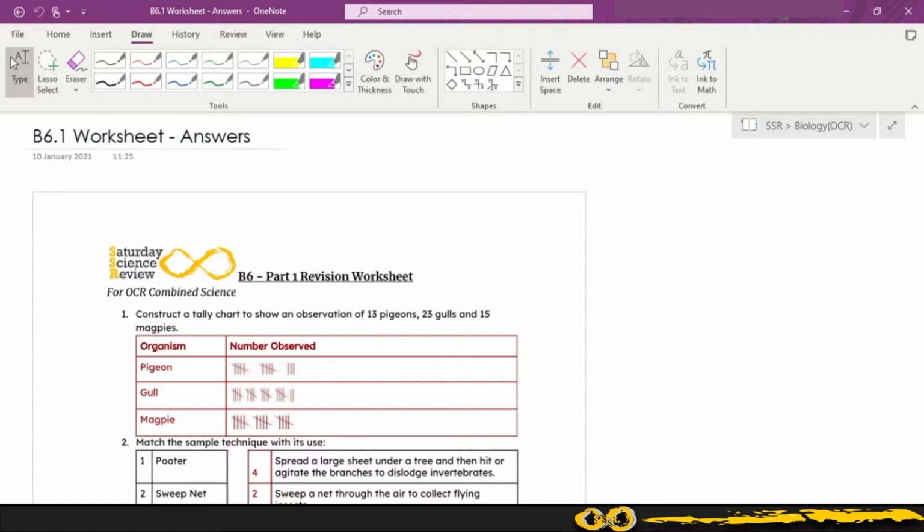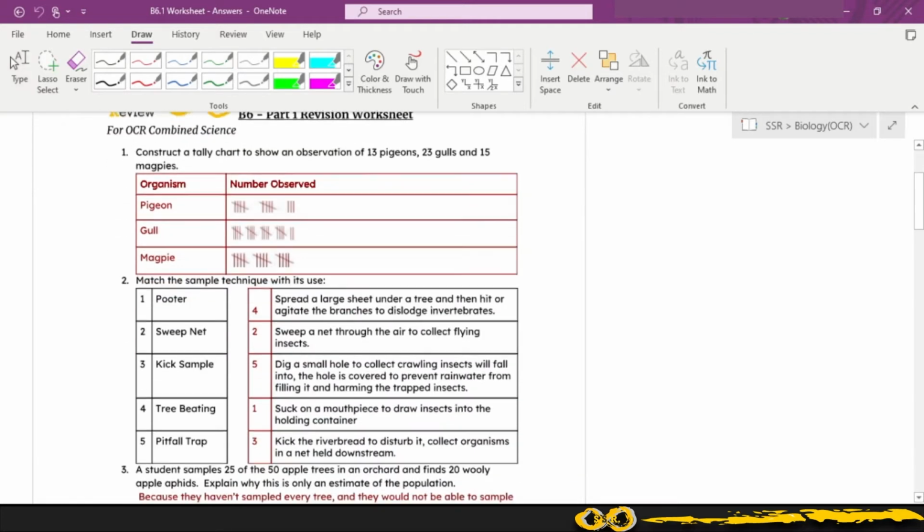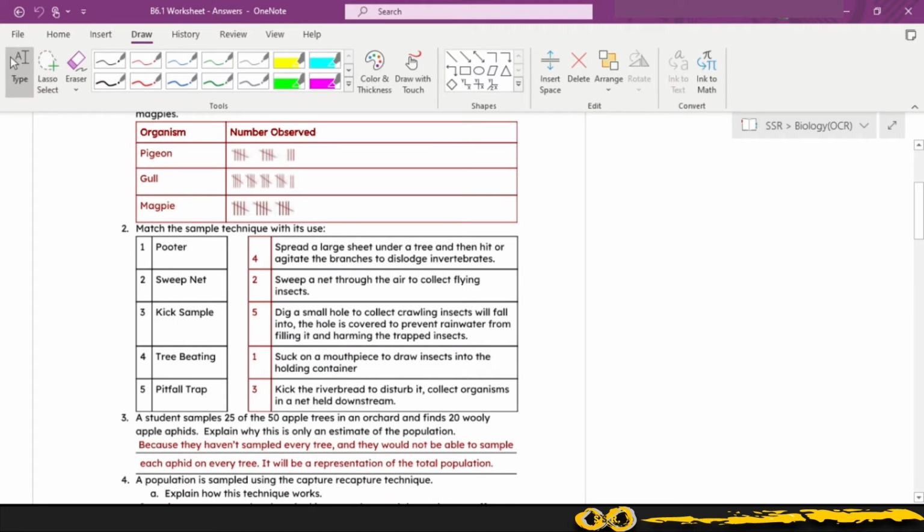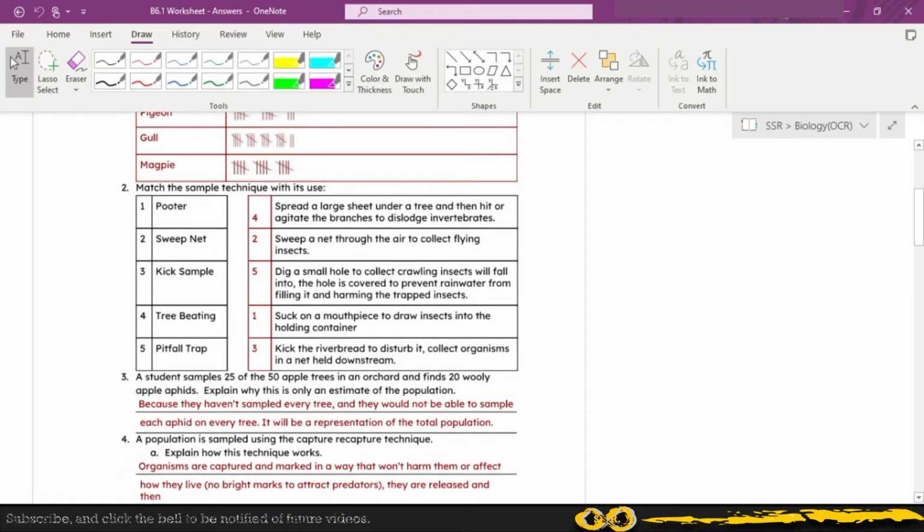We start off with some really quick revision in terms of how to use a tally chart and your sampling techniques. So hopefully both of these are familiar to you. Question number 3 is a little bit different. It's asking you to sort of apply your knowledge. You need to be thinking here about how, because they're not sampling every tree, it is only representing the total population.